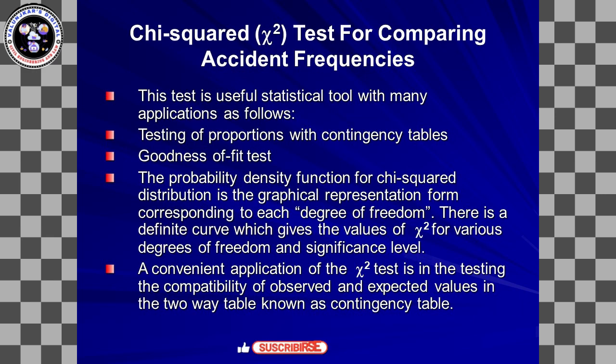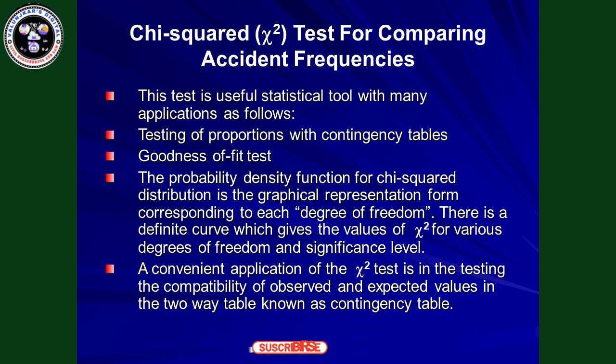Chi-square test for comparing accident frequencies. The test is a useful statistical tool with many applications, as follows: testing of proportions with contingency tables, goodness of fit test, then the probability density function for chi-square distribution and its graphical representation. Corresponding to each degree of freedom there is a definite curve which gives the value of chi-square for various degrees of freedom and the significance level. A convenient application of the chi-square test is in testing the compatibility of observed and expected values in a two-way table known as a contingency table.